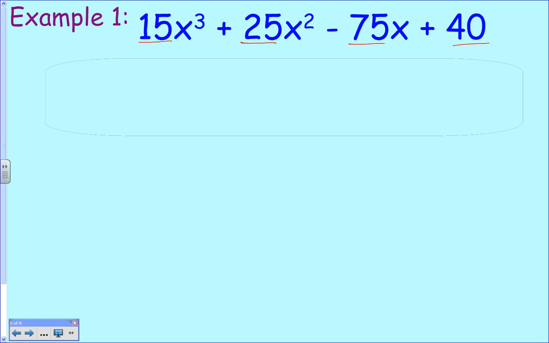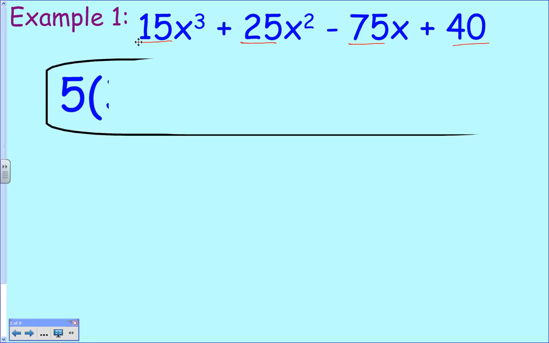And what you want to do is determine what is the greatest common factor of those 4 numeric terms, and then if there were variables in common, you would look at what variables are in common and what the highest power in common would be. In this case, it's just a numeric common factor. That numeric common factor is going to be 5.